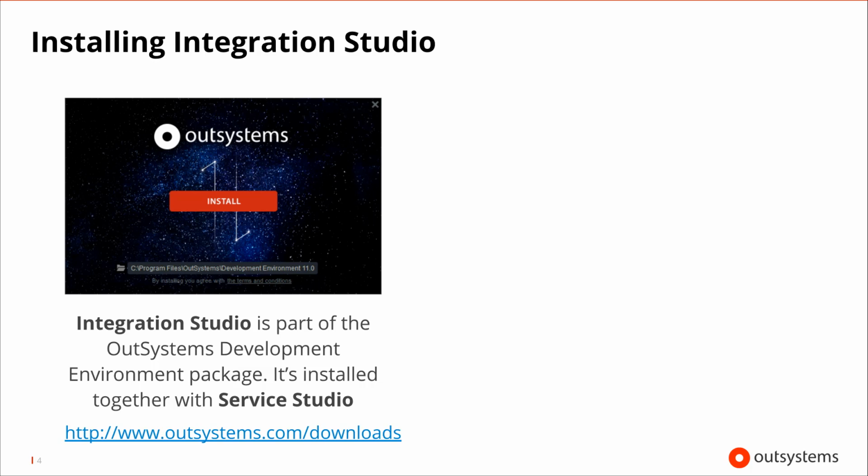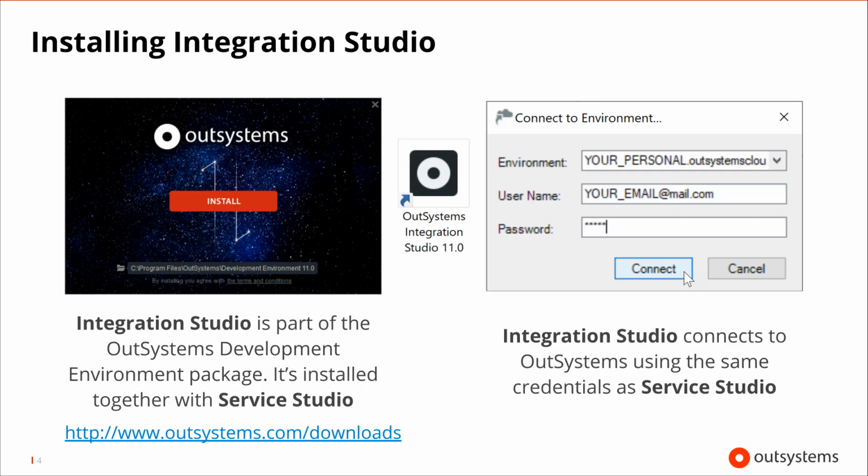As mentioned, Integration Studio is part of the OutSystems Development Environment package, so it is installed together with Service Studio. So if you've seen the splash installation screen, you've already got it installed. In the unlikely event that you do not have any of these components installed, just follow the link underneath and download them from the OutSystems site. Once installed, you just need to launch it and connect Integration Studio to the OutSystems server that you normally use to develop with Service Studio.